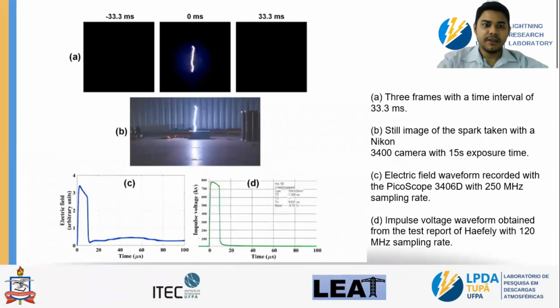And in the second test, we could see the long spark channel here. And we have here in the bottom of this image the electric field that we recorded with the whip antenna and all the instrumentation. And here in D, we have the records of the whole instrumentation.